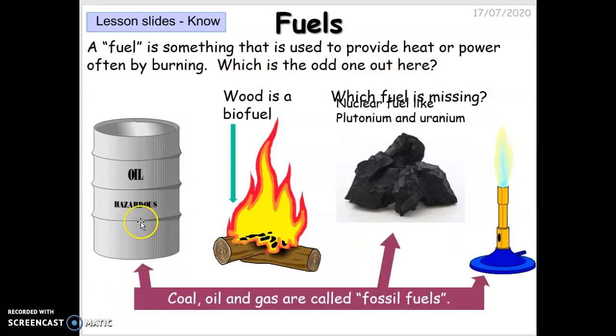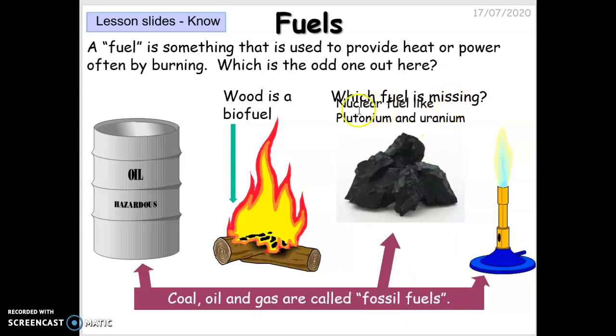Okay, so oil and coal and the natural gas that comes out of the Bunsen burners, these are called fossil fuels because of the way that they were formed. They were formed from things that were once alive, and then they've died, and over the millions of years we've ended up with these fuels as a result of the preservation. Wood, on the other hand, is a biofuel because we can replenish that in our lifetime because we can just grow more wood. So oil, coal, natural gas are fossil fuels, okay, and they cannot be replenished.